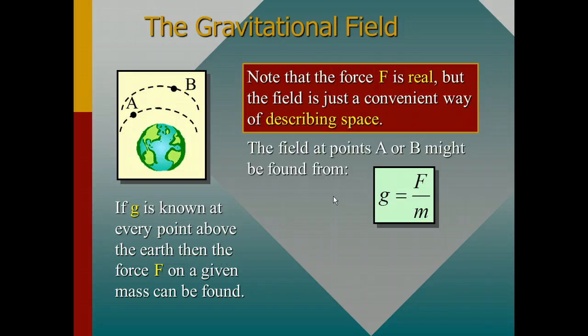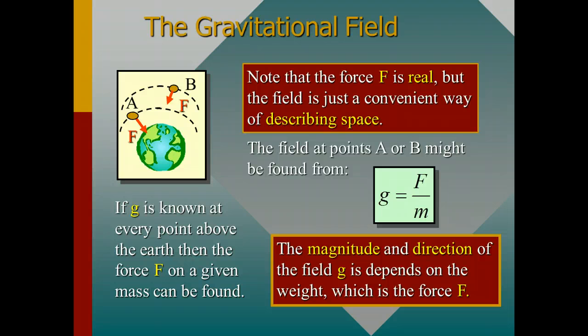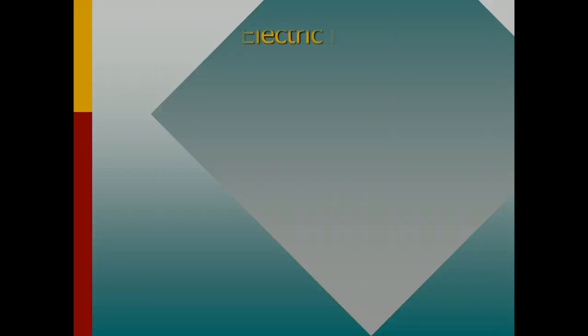The force is real, but the field is just a way of describing what the space is doing, the changes to the space around our object. So our force is pointing in toward the center at A, and it's pointing in toward the center at B. And again, the magnitude and direction of the field is dependent on the weight here, which is the force F.